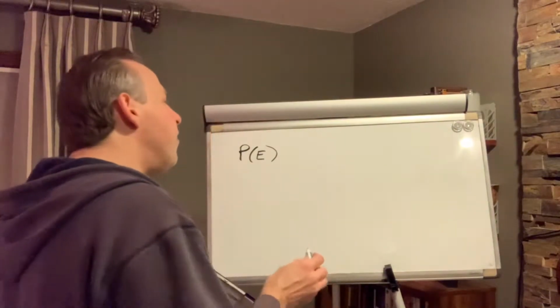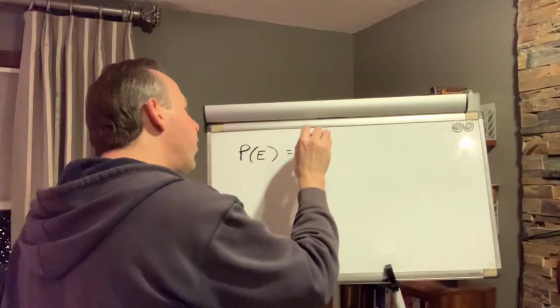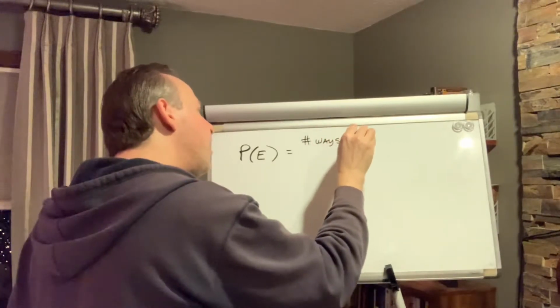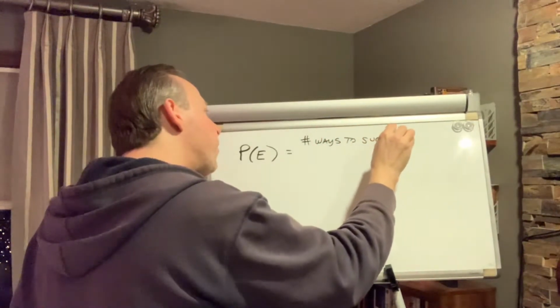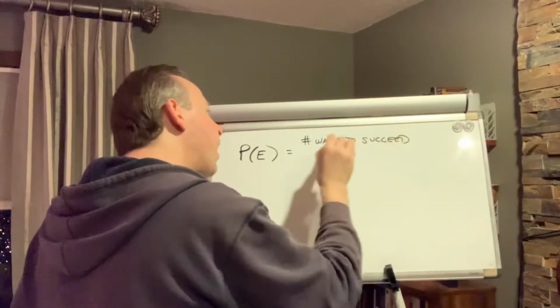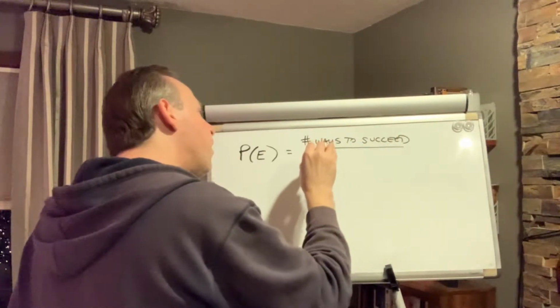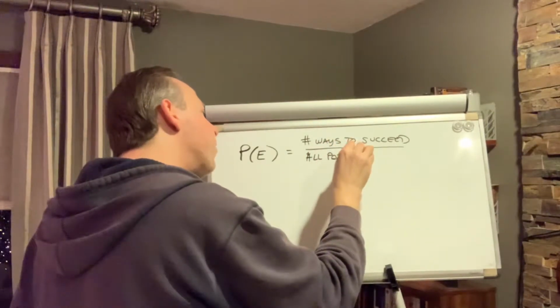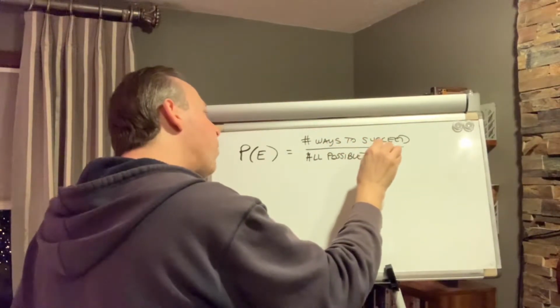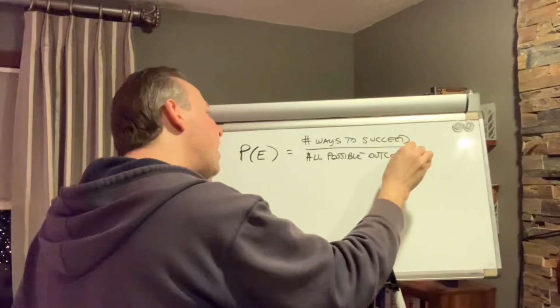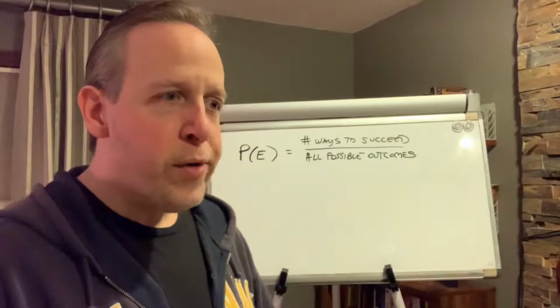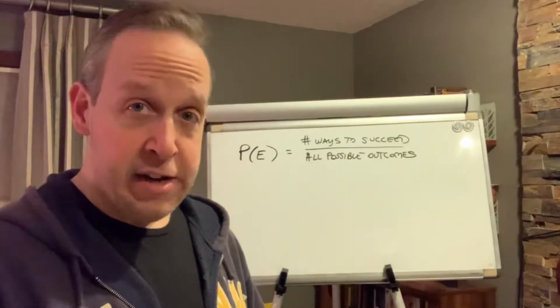The probability of an event occurring is equal to the number of ways to succeed divided by all possible outcomes. And again, an outcome is simply one way in which the event can end.